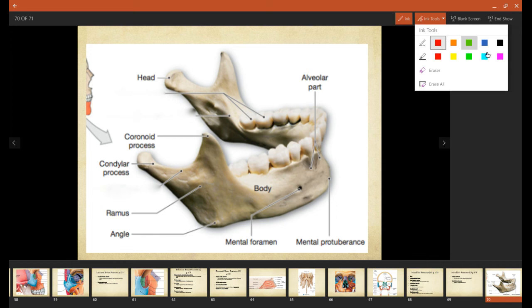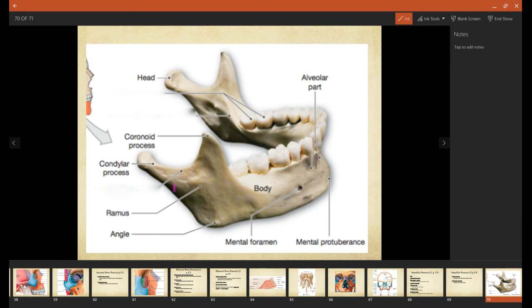Now the ramus is just this portion right here. So notice it's going upwards. And it has two points on it. The coronoid process, which is the front one, and you see it's much sharper. Now posteriorly here, we have the condyloid process, and the bump at the end is actually called the mandibular condyle.